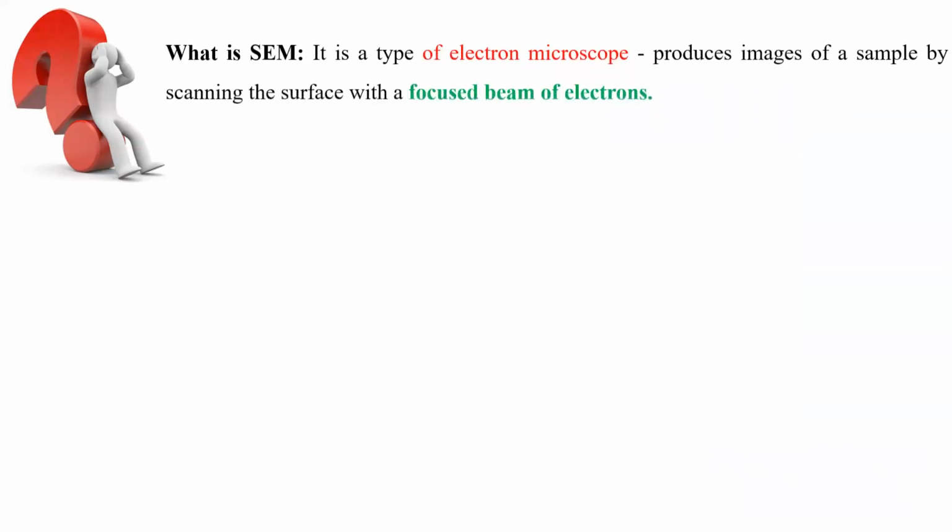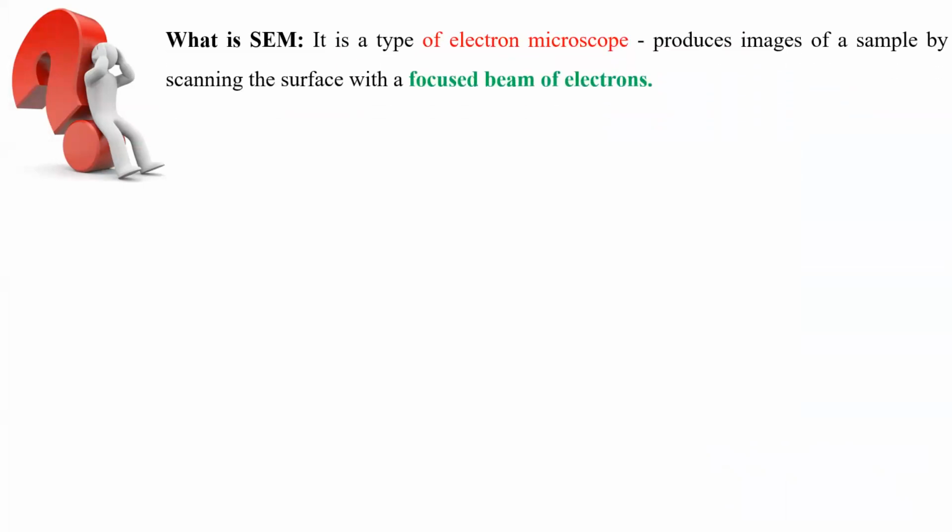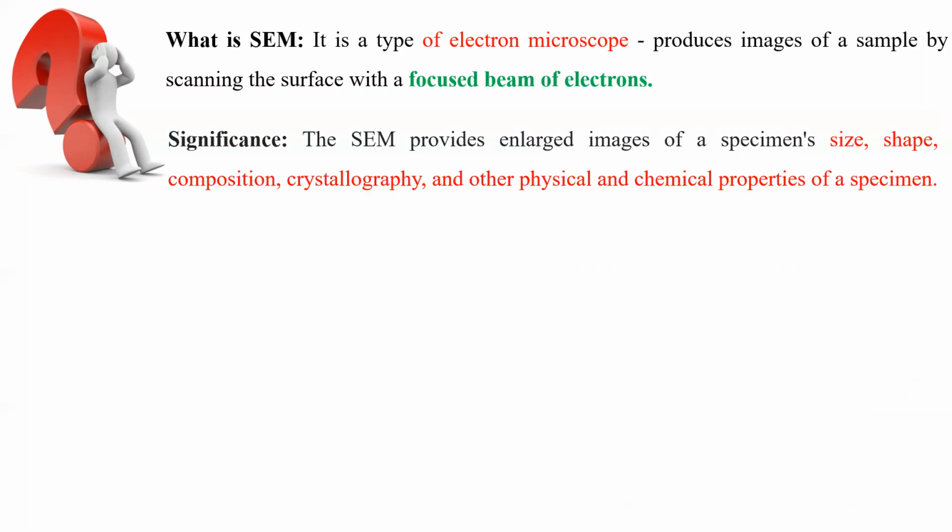SEM is a type of electron microscope which produces different types of images of a sample by scanning the surface with a focused beam of electrons. What is the main significance of these electrons? They provide enlarged images of a specimen's size, shape, its composition, and crystallography, which means structure. What is the structure? BCC structure, FCC structure, SCP structures, and other physical and chemical properties of a specimen.